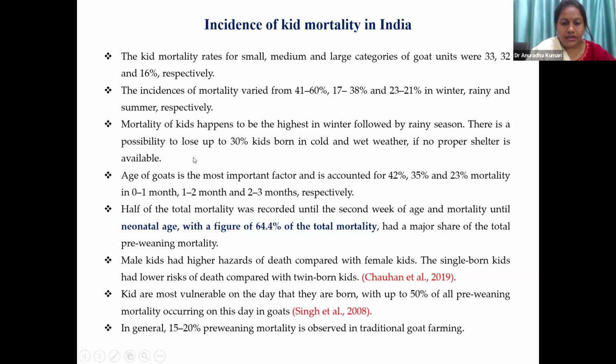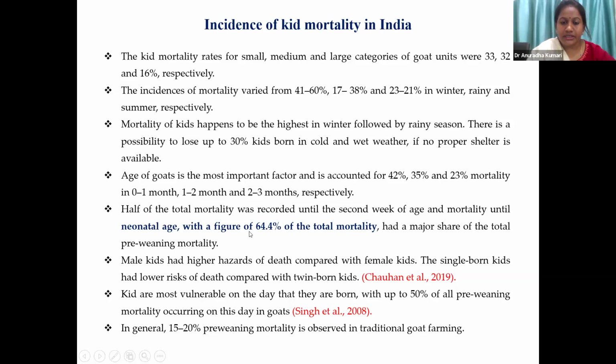If we see the kid mortality effect on different age groups, it is more in the age group below 1 month of age. It is around 42%. For kids up to 2 months, it is 37%, and for kids up to 3 months of age, it is 23%.